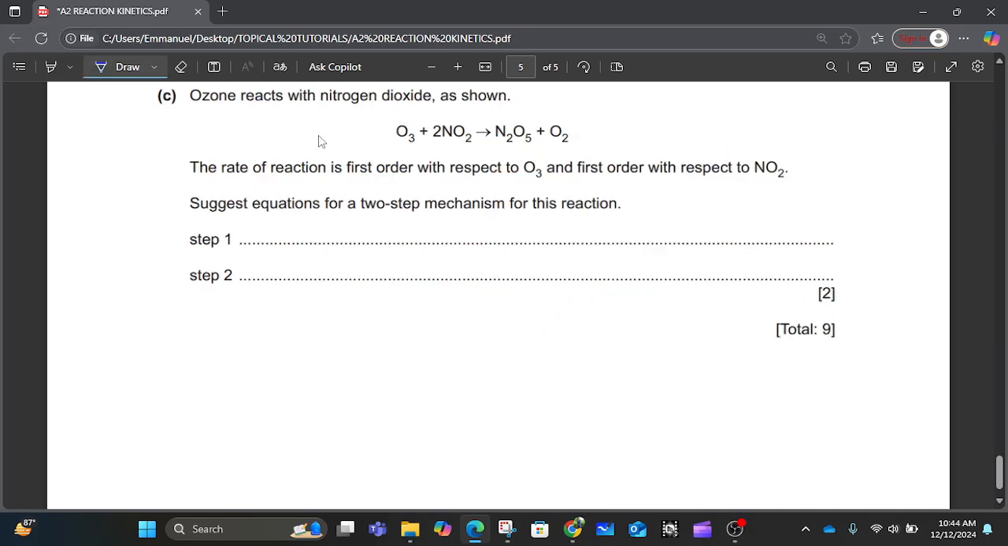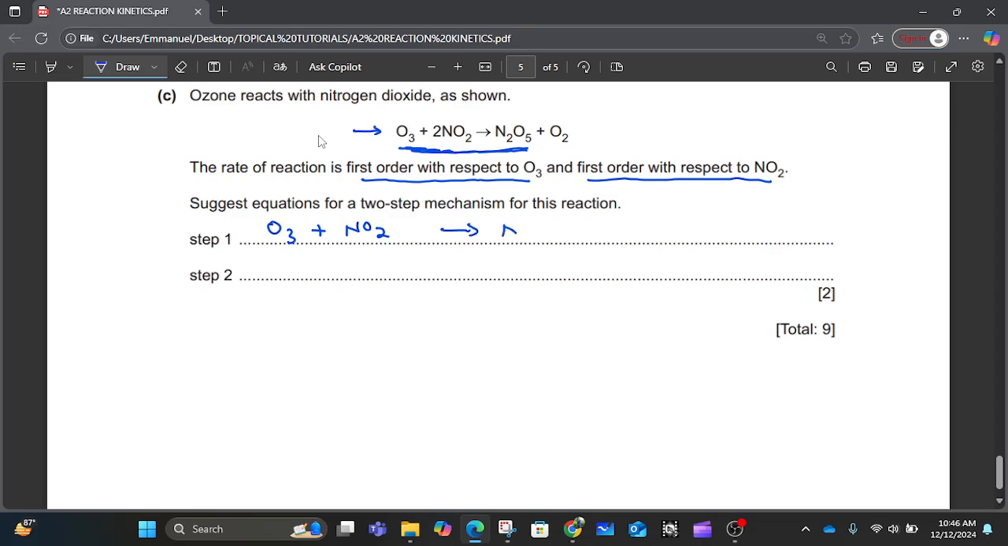C. Ozone reacts with nitrogen dioxide as shown in this equation. O3 plus 2NO2 giving N2O5 plus O2. The rate of reaction is first order with respect to O3 and first order with respect to NO2. Suggest equations for a two-step mechanism for this reaction. So anytime you have a two-step mechanism, the first thing to do is to react the reactants in the equation together. So we have O3 plus NO2.